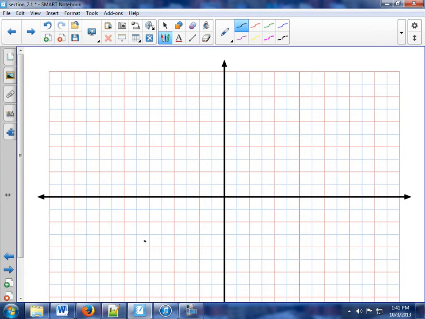Number 14, I will do. And what was it? x minus 2y equals 0. Equals 0. Okay? On the back page.